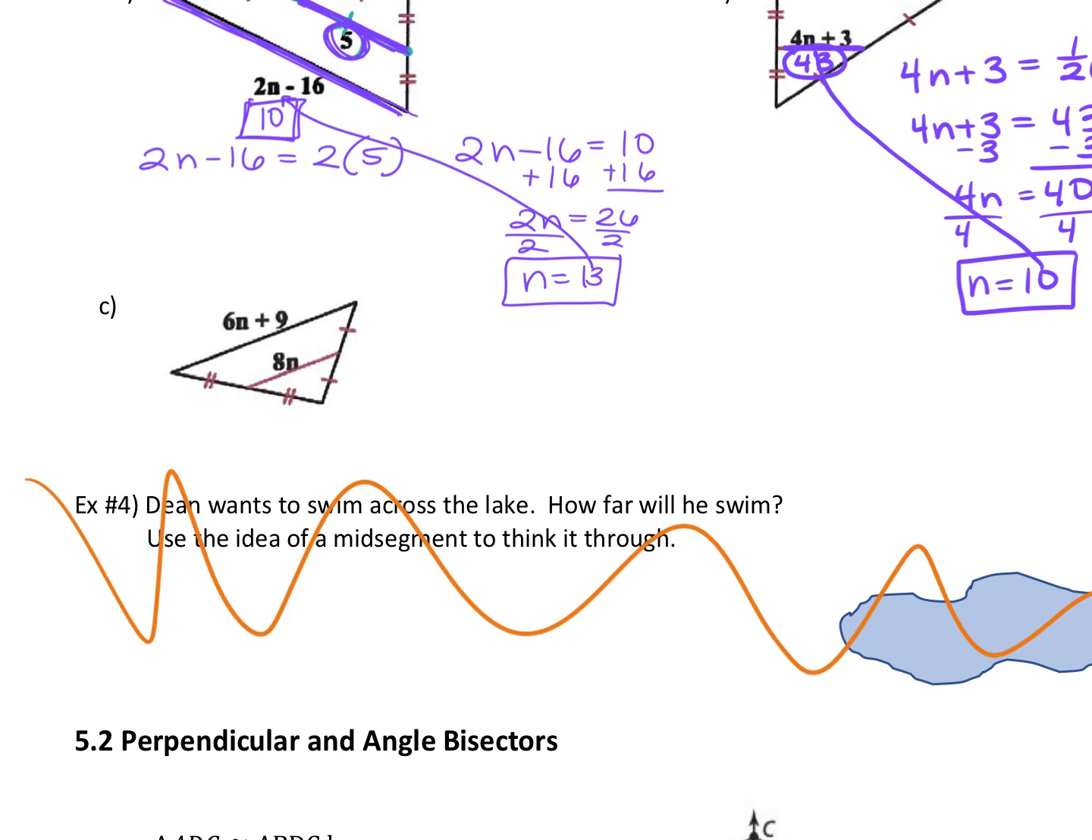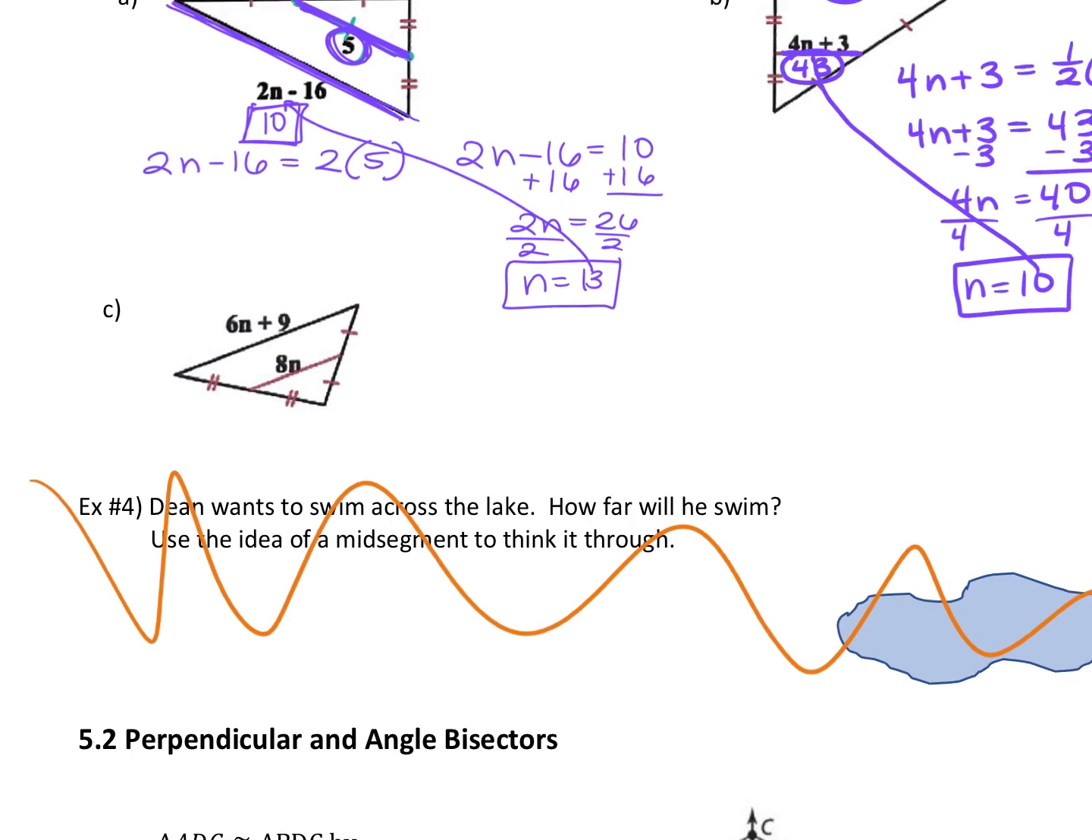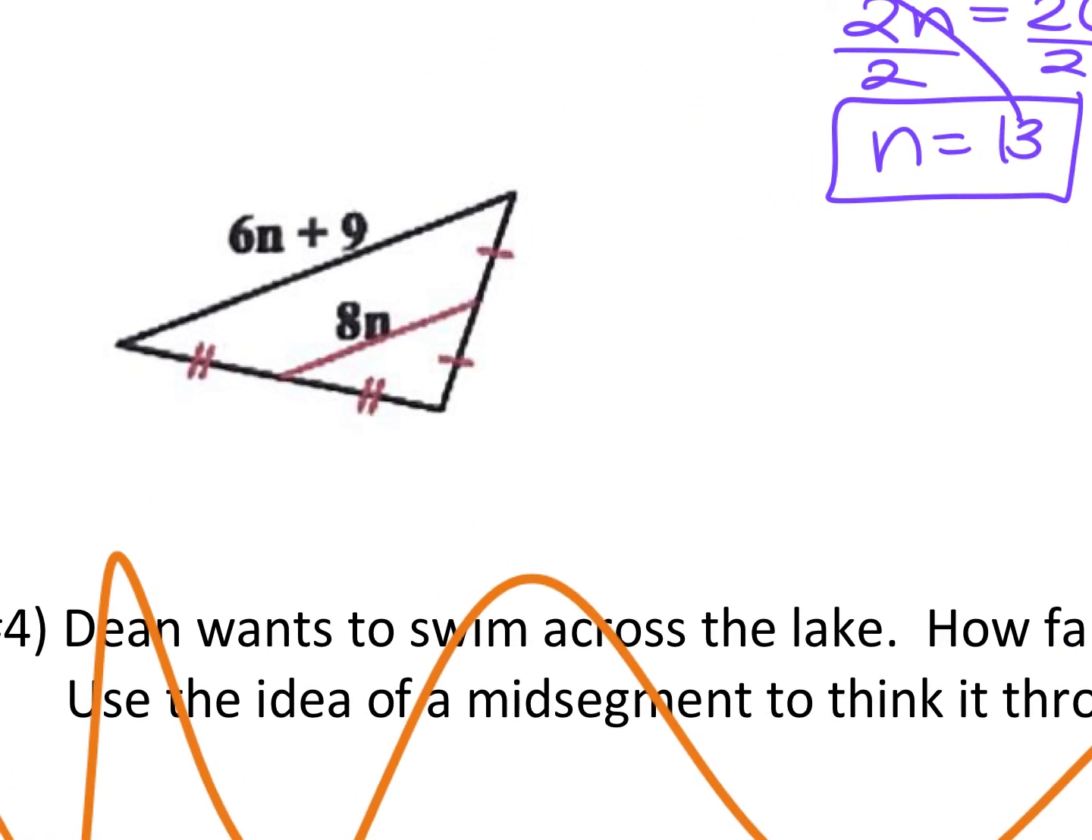Okay, even my non-iPadder, get a piece of paper or something, work this one out. See what you get. Are you going to double the one? Are you going to cut in half the one? Solve that and see what you get. 6n plus 9 equals 16n.